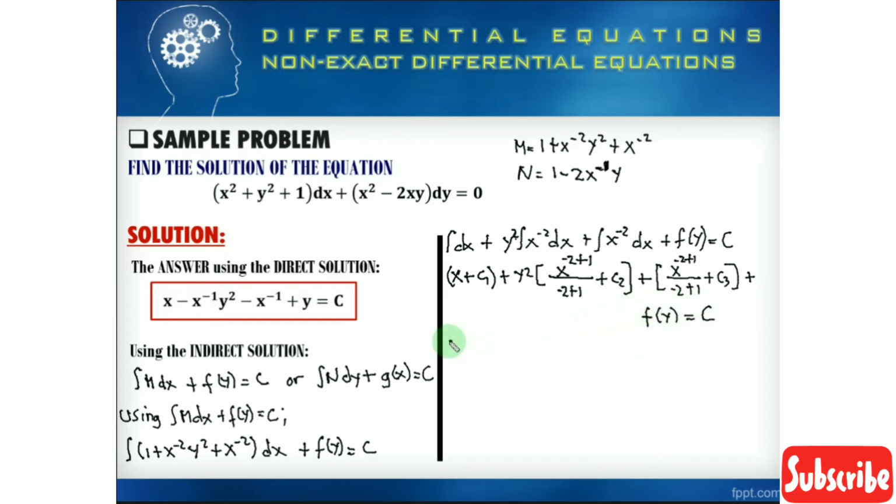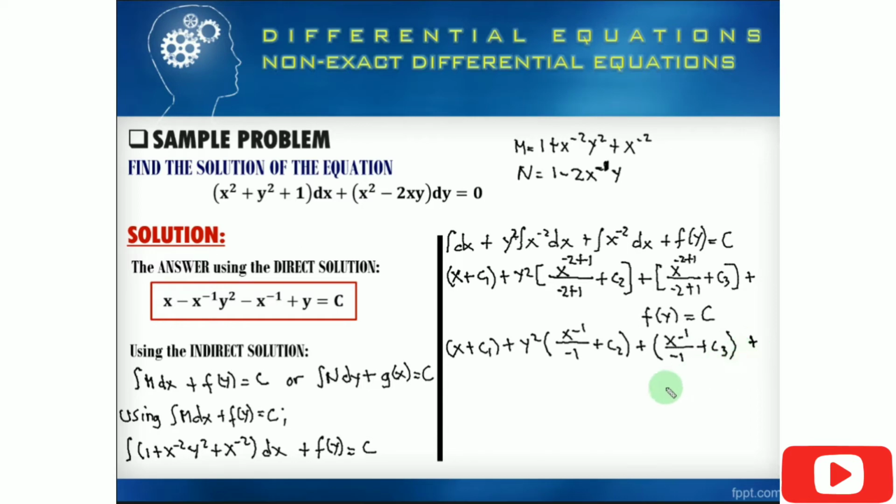So simplifying, we have x plus c1 plus this y squared, and then we have x to the negative 1 over negative 1 plus c2, and then plus we have x to the negative 1 over negative 1 plus your c3, okay, plus your f function of y is equal to the constant c, okay.